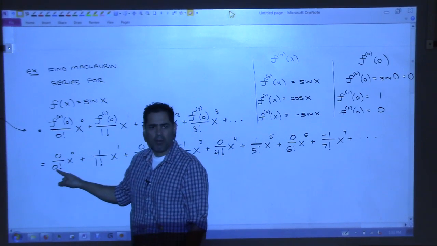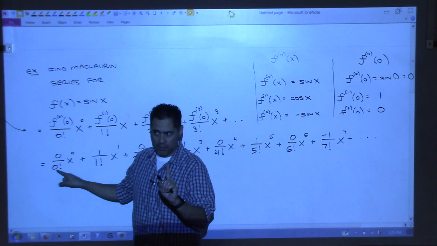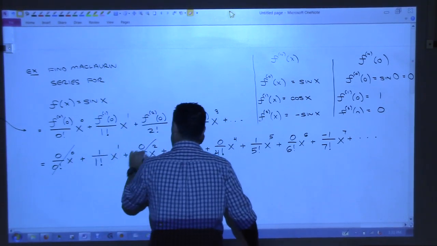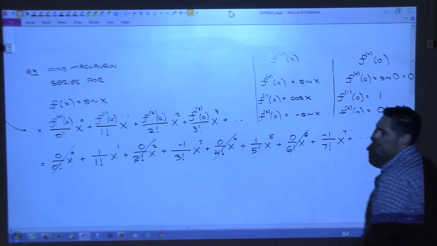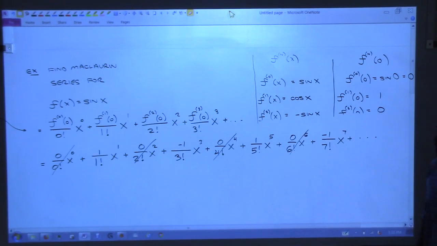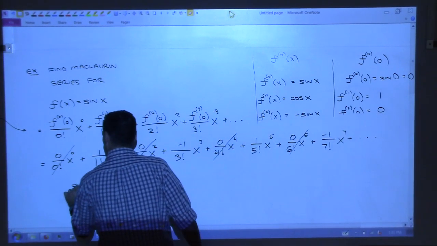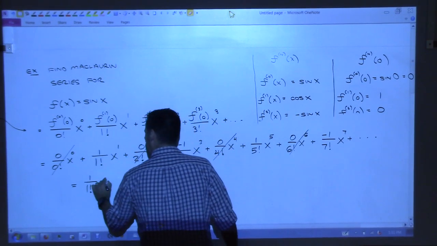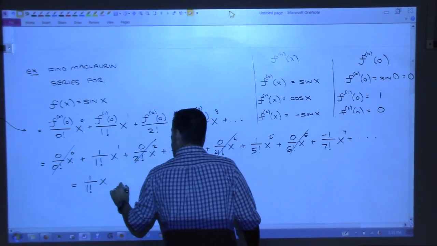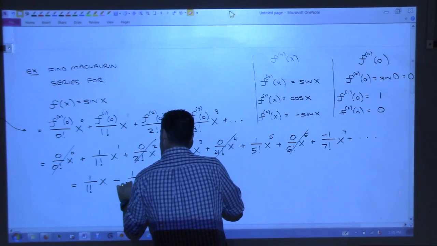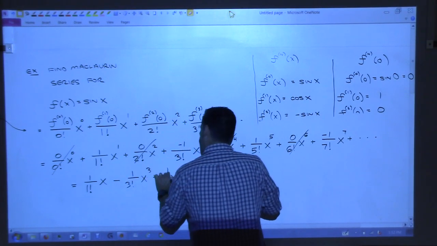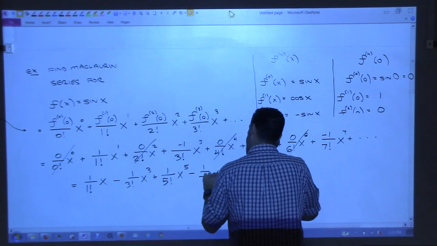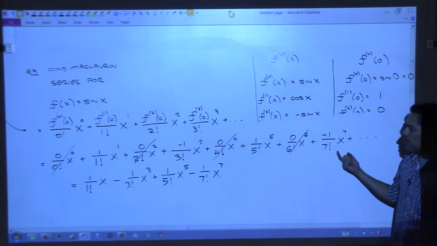0, oh, wait a minute, hold on. What's 0 factorial? 1, by definition, right? So this is not undefined. This is 0 over 1, that's 0. This whole thing's gone, right? And so all we're left with is 1 over 1 factorial. I don't need to write 1 factorial. This is just 1, right? That's really like x. And then minus 1 over 3 factorial x cubed plus 1 over 5 factorial x to the 5th minus 1 over 7 factorial x to the 7th. Right, that's where we stopped.